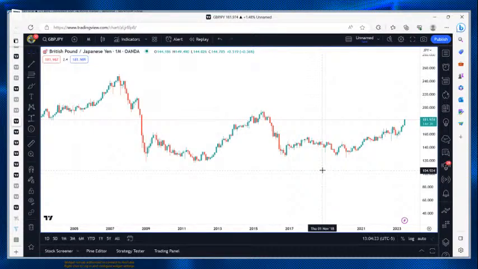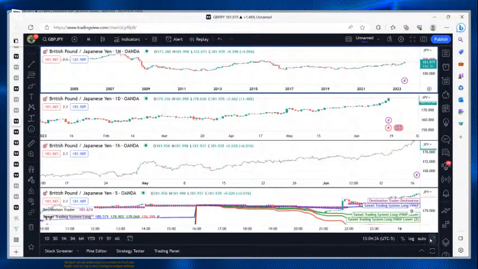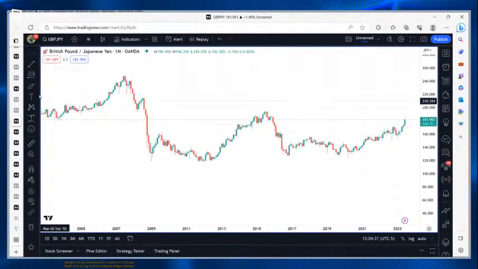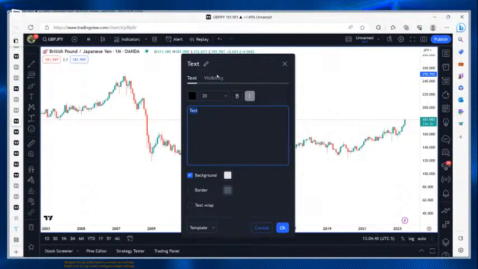Again, monthly time frame is for direction. Daily time frame, high and low prices. 1 hour time frames is our buy and sell zones. So let's get into it. British pound, Japanese yen. Monthly time frame is for direction.